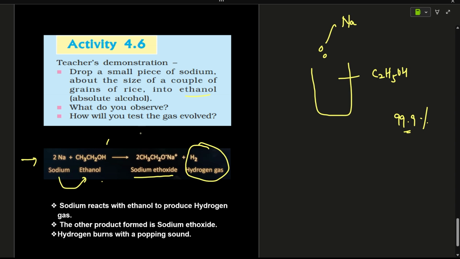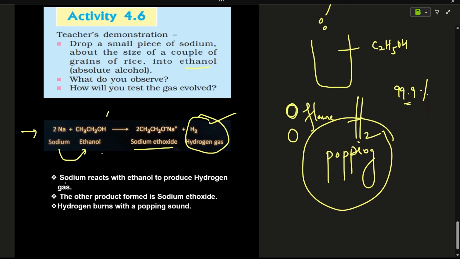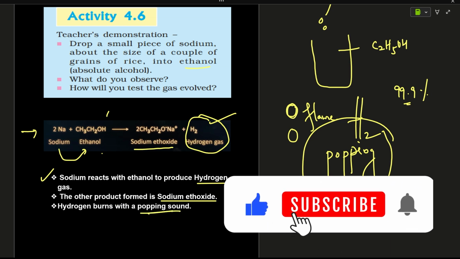Okay, how will you test the gas evolved? आपने कैसे कह दिया? हमें ये पता लगा कि गैस रिलीज हुई है, लेकिन कौन सी गैस रिलीज? How will you say? आपको पता है कि जब भी गैस रिलीज होगी बबल्स फॉर्म होगी. वो बबल्स के पास या उस गैस के पास when you will bring flame, so that bubble or that gas will burn with the popping sound. And if a gas burns with a popping sound, we know that that is a hydrogen gas. ठीक है, तो इस एक्टिविटी में क्या कंक्लूजन है कि सोडियम reacts with ethanol to produce hydrogen gas. The other product so formed is sodium ethoxide and the hydrogen burns with a popping sound. This is how you tested the presence of hydrogen.